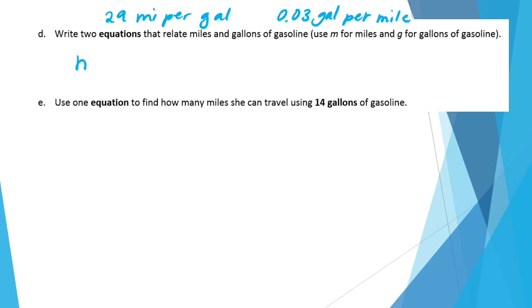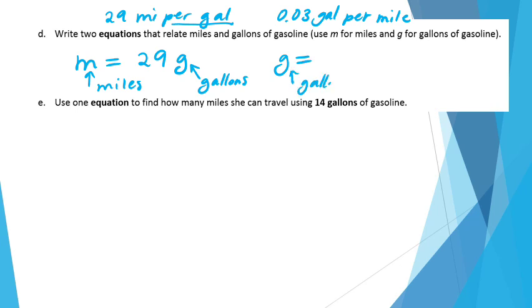One is going to start with miles, m equals, and I'm going to multiply by the number of gallons. And so if I look at my unit rates, one of these is per gallon. So I'm going to be finding the number of gallons to multiply by. And so in this case, miles is going to be 29 times the number of gallons. Because again, g is gallons. If I have 3 gallons of gas, then I'm doing 3 times 29 to find how many miles I can go. I can also write an equation that starts with g equals.